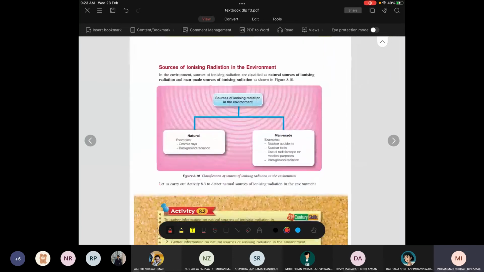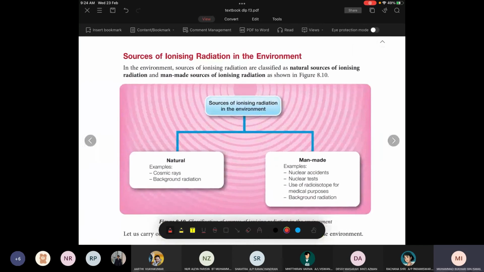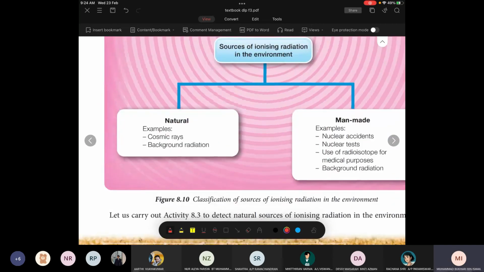Okay, any questions so far? Okay, the next thing is sources of ionizing radiation in the environment. We need to know where it comes from. We are talking about the source of radiation. In the environment, sources of ionizing radiation are classified as natural and man-made sources. Just like this, you can see we have natural and we have man-made.